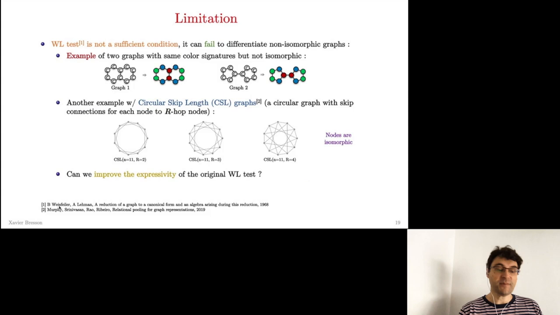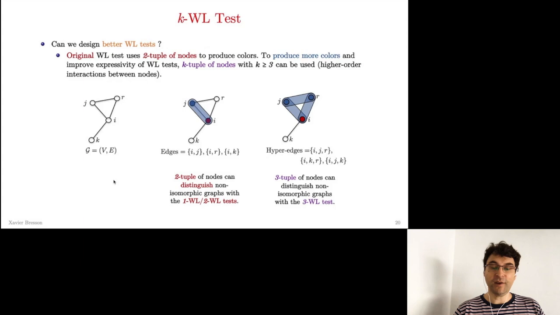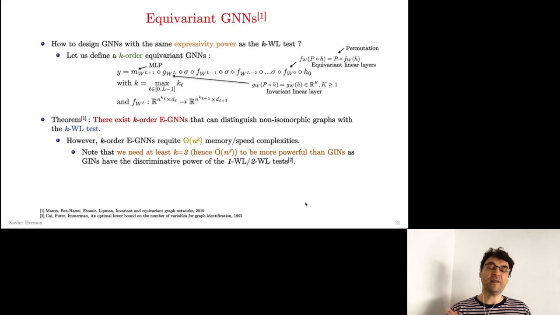If you look at how we define the original WL test, basically we use two tuples of nodes to produce colors. So we use edges, i and j, for example. If we want to produce more colors and be more discriminative, then what we need to do is to use k tuples of nodes with k larger than 2. So you're going to use hyperedges like i, j, k, for example. Two tuples of nodes can distinguish non-isomorphic graphs with the 1WL or 2WL test. Three tuples of nodes can distinguish non-isomorphic graphs with the 3WL test. Okay, so now the question is, how do we design a graph neural network as expressive as the kWL test?